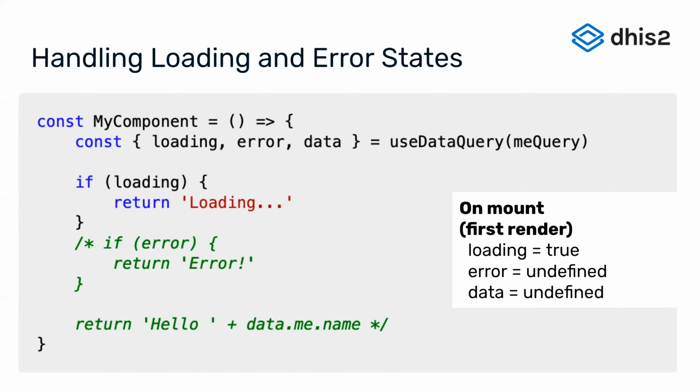That means the first time this function is called, it's called with loading equals true. Loading is a Boolean variable. We have an undefined error and undefined data. This means that the first if condition here is triggered because loading is true. So we say if loading is true, we're going to return the string "loading..." with ellipses. This means that the rest of this function, the if error and the final return, are not called on this first render of this function.